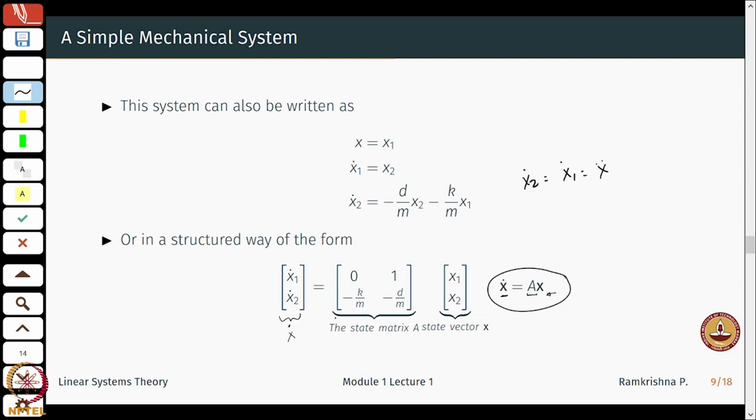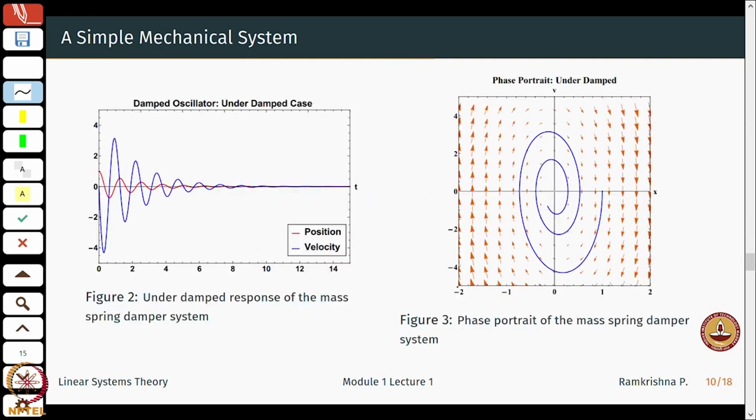Okay. So, x dot equal to A x, where x are the states, or states are again the variables which are of interest to me. We will elaborate on this a little later, but in this case what I am interested in is the position and the velocity, the evolution of the position and the velocity. Okay.